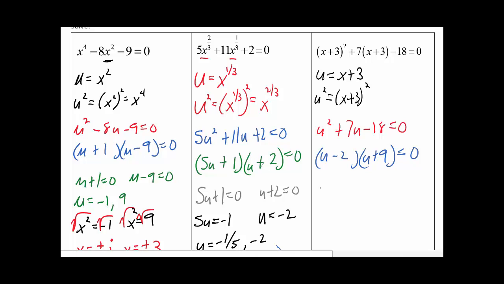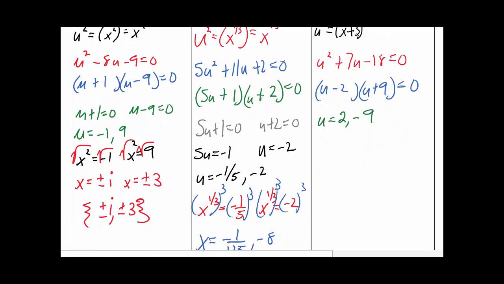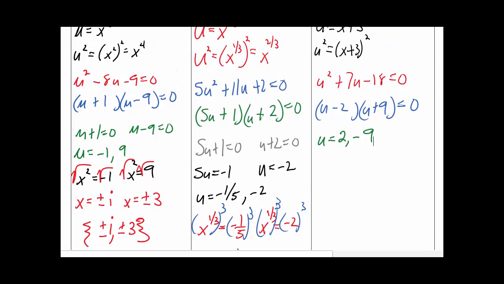And then I want to set each of those equal to 0 and solve, and hopefully you'll recognize we get 2 and -9. And then I want to go back in and replace the x plus 3 and actually figure out what x is, not just what u is. Okay, so we said that x plus 3 equals 2, and x plus 3 equals -9. So when I work that out, I get that x is, so you subtract 3, so negative 1 for that one, and then when I subtract 3 here, I get negative 12.